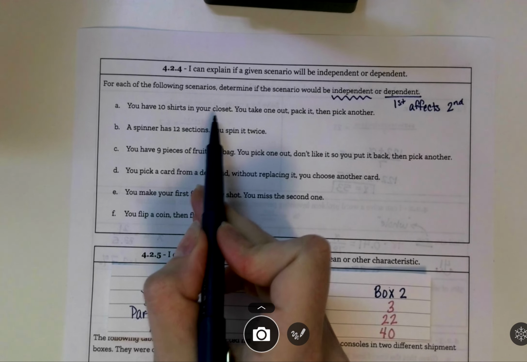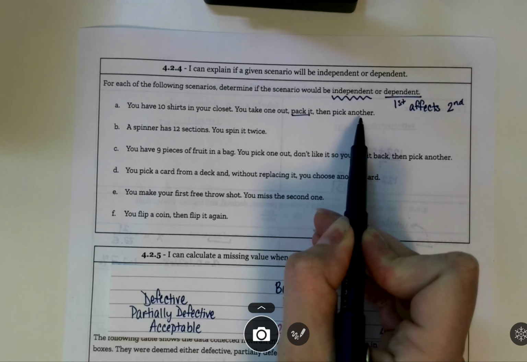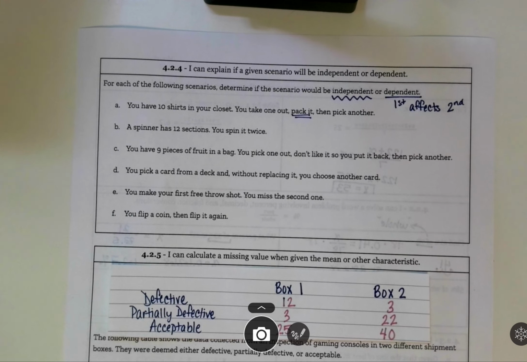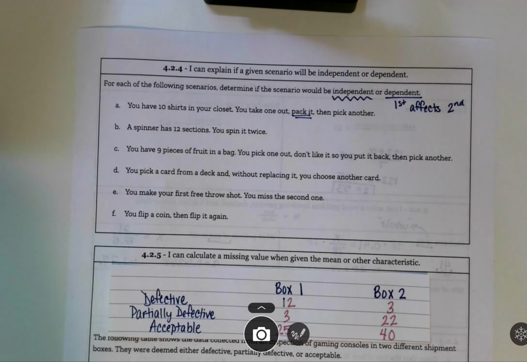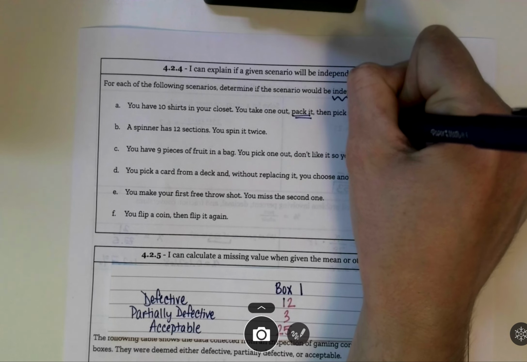So you have 10 shirts in your closet. You take one out, pack it, and then pick another. So if we're packing it in a suitcase, that means we're like removing it from our closet. So we no longer have 10 shirts to choose from. We have 9, which then affects our next probability. So this would be dependent.